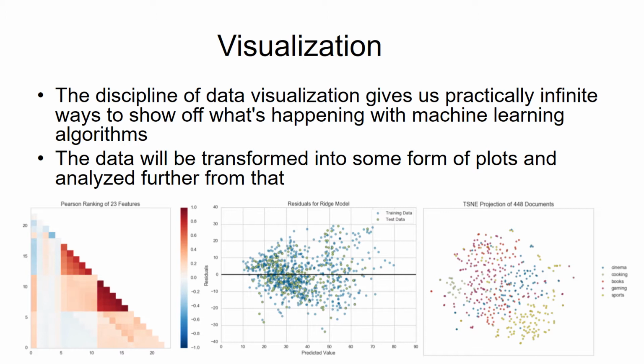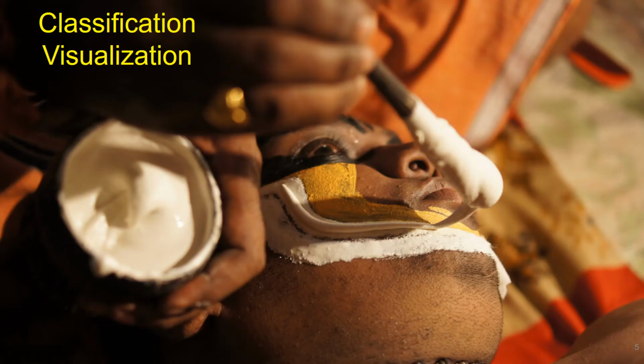Visualization is nothing but how you want to see your results looking, using plots which are easier for you to understand and make sense of than looking at numbers. So let's take classification visualization as the first one.